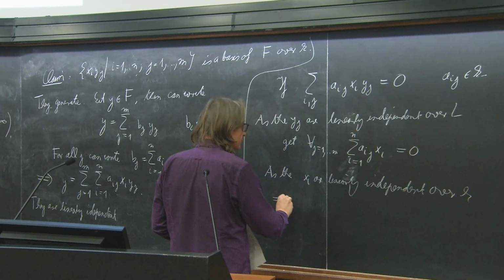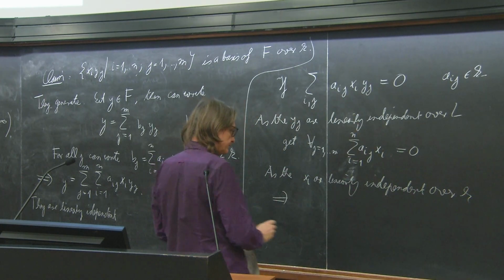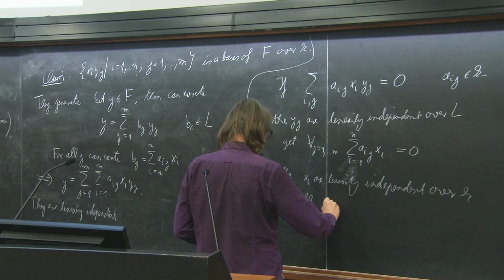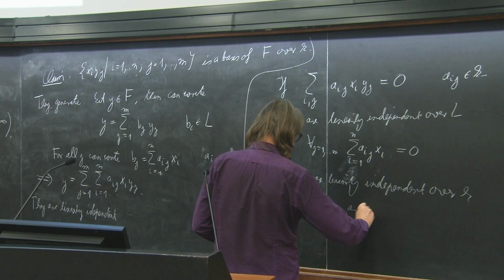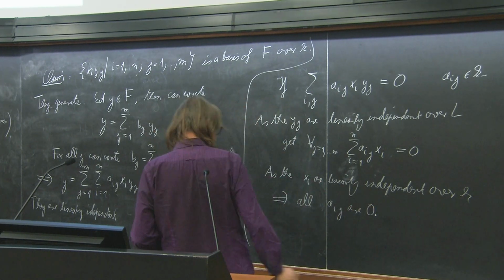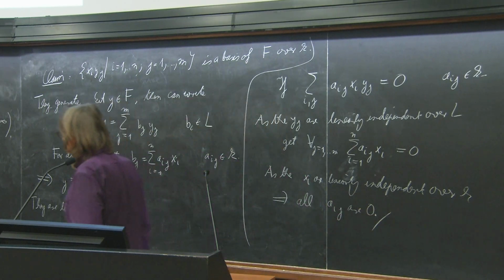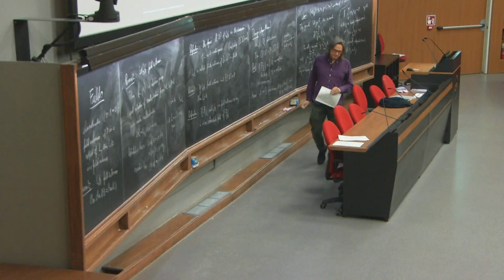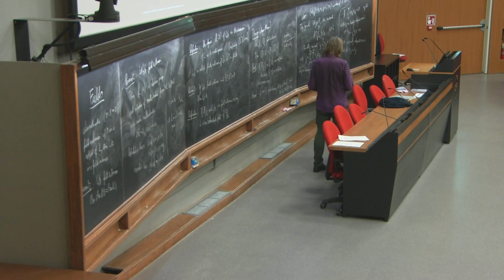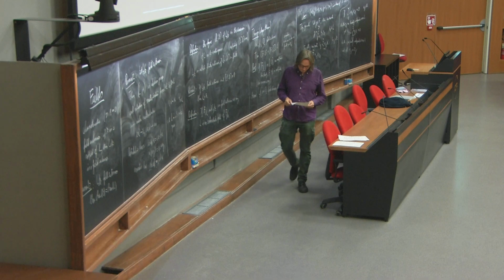It follows that all aij are 0. Okay, so this was a very simple proof. One just tries the obvious thing, and it just works without further thought, and one just applies the definition.